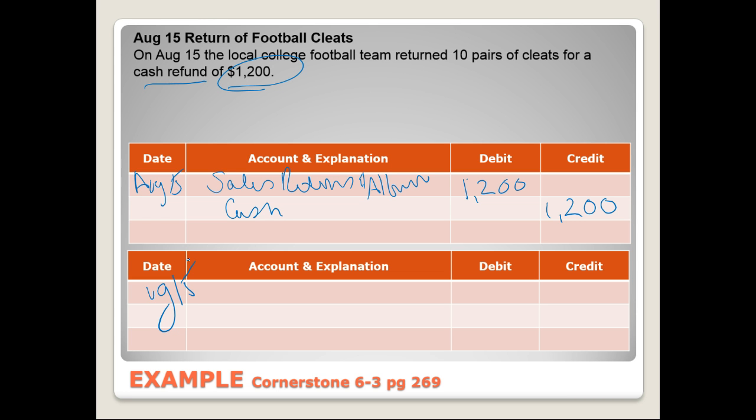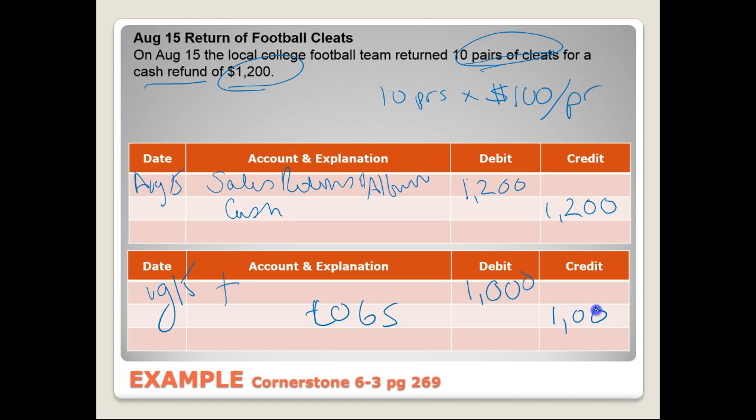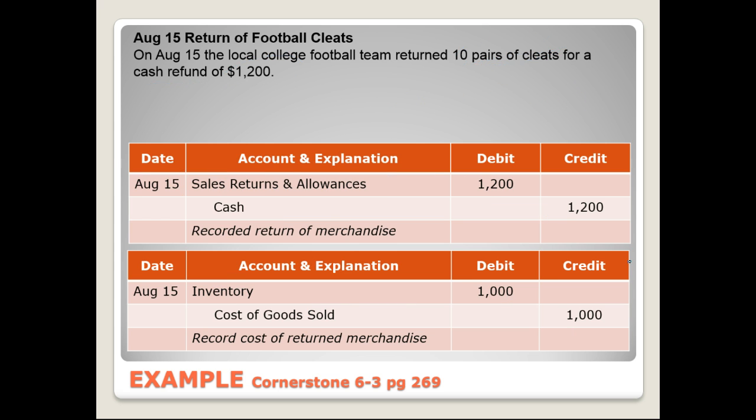Well, those 10 pairs of cleats are now coming back into the inventory closet, right? So I'm going to debit inventory for $1,000. Why $1,000? Because it's 10 pairs of cleats times what is the cost to Brandon of those cleats? It's $100 a pair. That's going to be the $1,000 coming back into inventory. And now we have to reduce the COGS that we had initially booked. So we have to credit that expense account for the same amount of money, the cost of those cleats, which is $1,000.